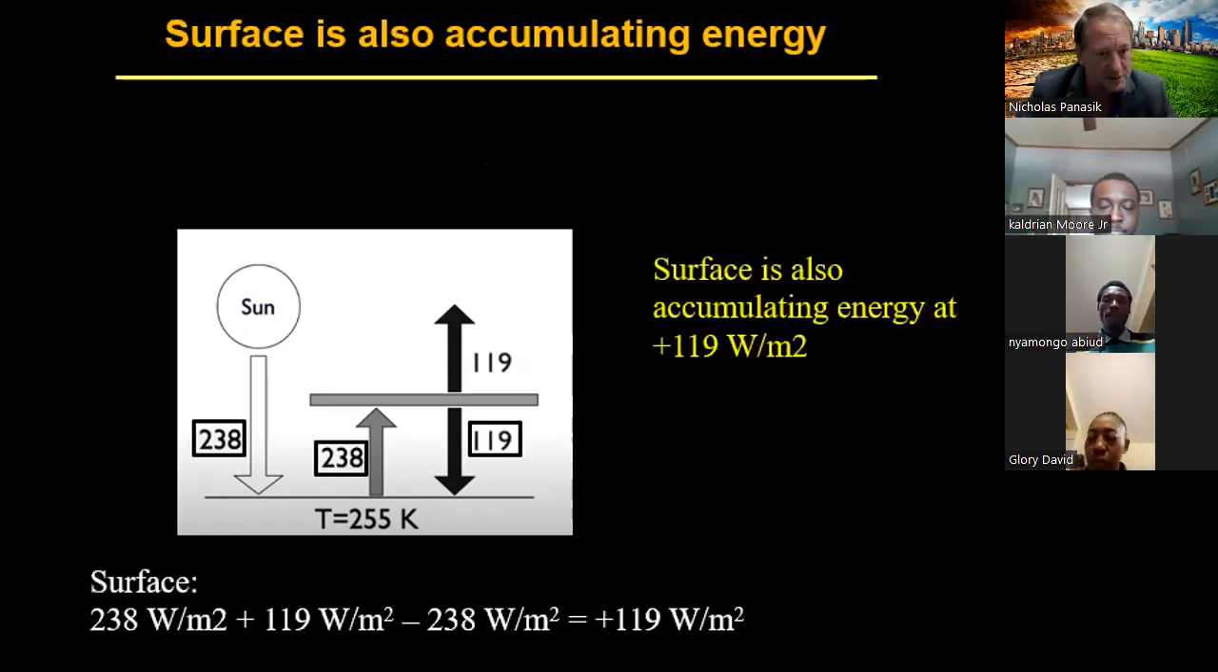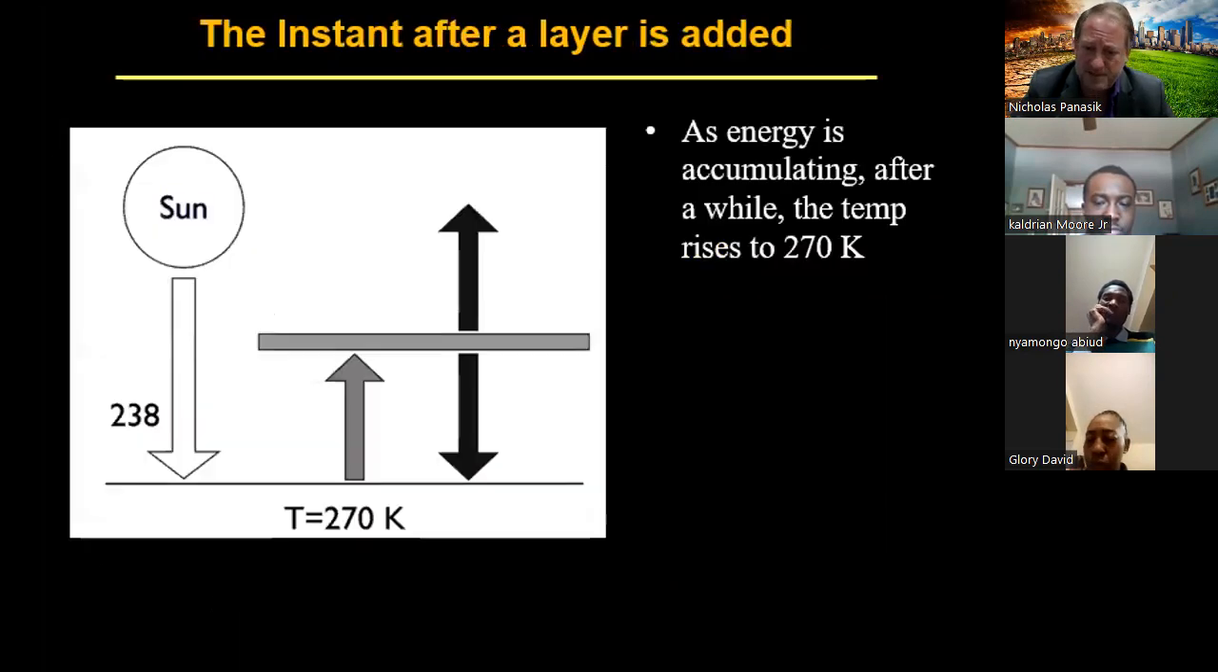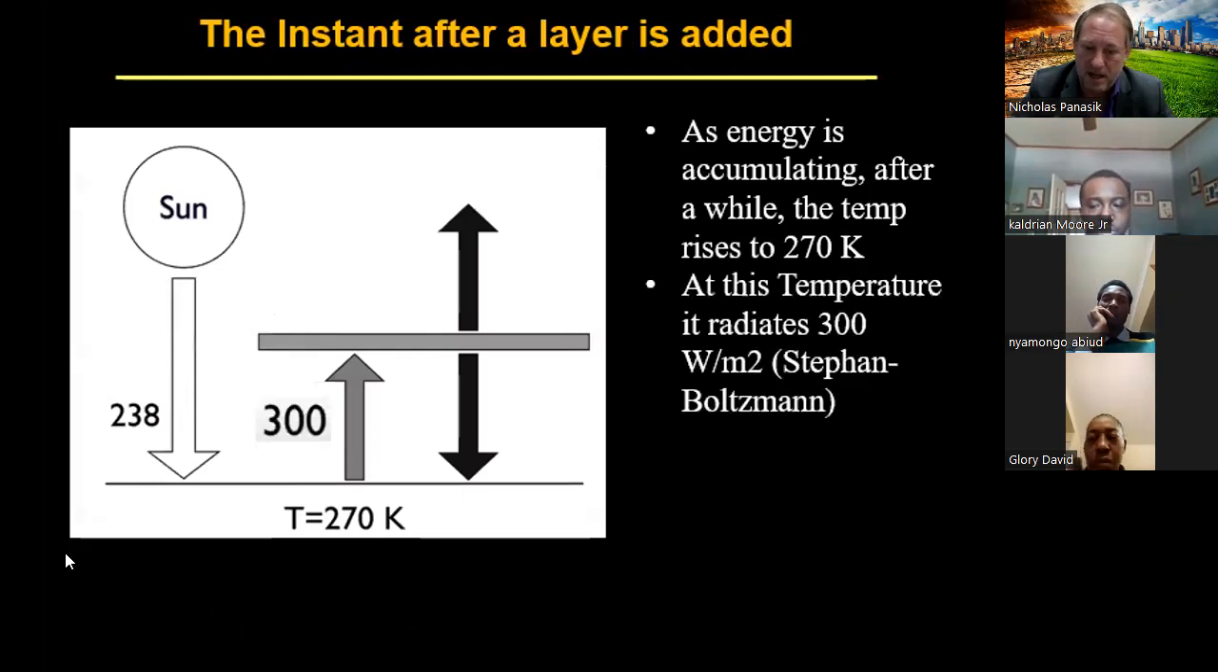So we know the surface is accumulating energy at this amount. So we know it's going to heat up. So let's look at a higher temperature. It's at 255 now. We'll look at what happens when it gets up to 270. We're still taking 238 in. A black body at 270 radiates at 300, and we can use the Stefan-Boltzmann law to figure that out.